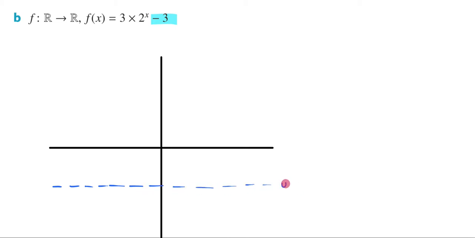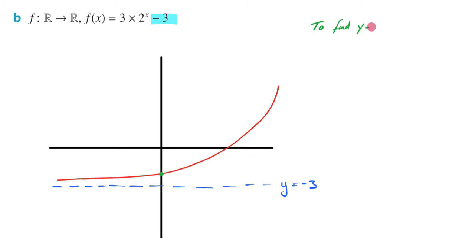Draw y equals -3. Now I know that my graph is going to look something like this, but I need to figure out what this y-intercept is. How am I going to do that? Well, to find the y-int, let x equal 0.